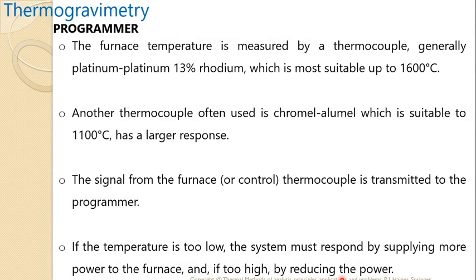Then next one is the programmer. The furnace temperature is measured by a thermocouple, generally platinum 13% rhodium, which is the most suitable material used up to 1600 degrees Celsius, which is chemically inert but has a fairly low output of about 8 to 12 microvolt per Kelvin.